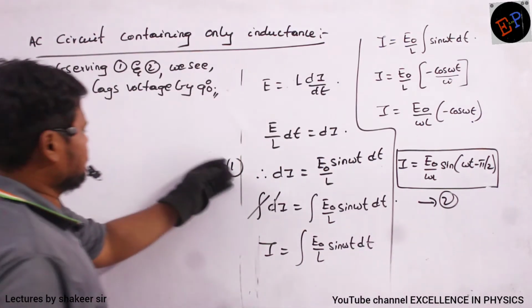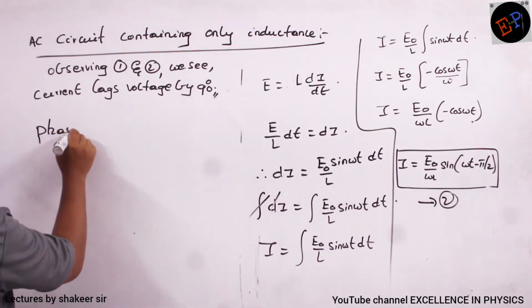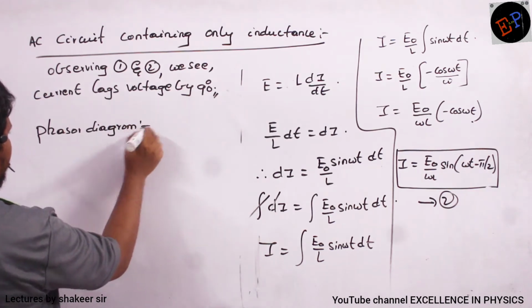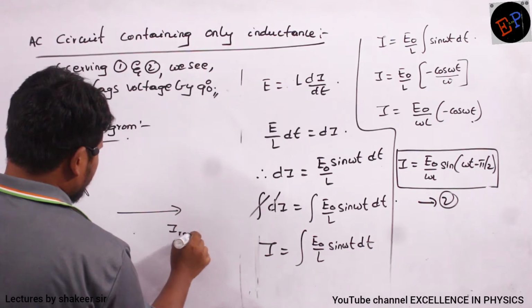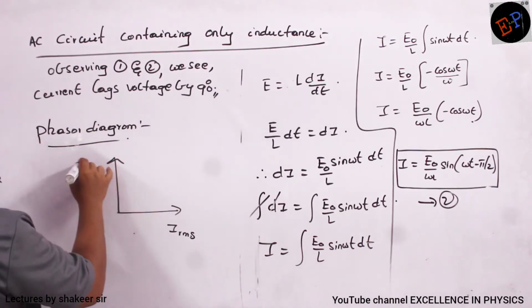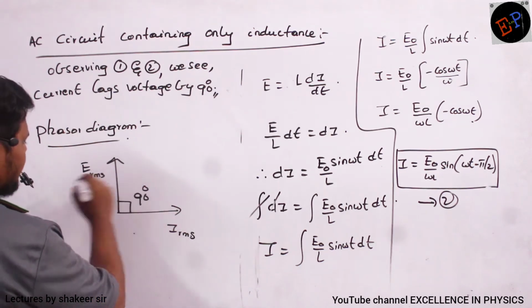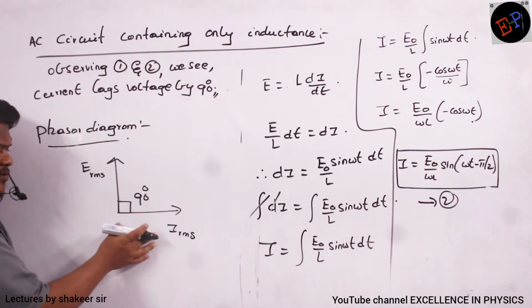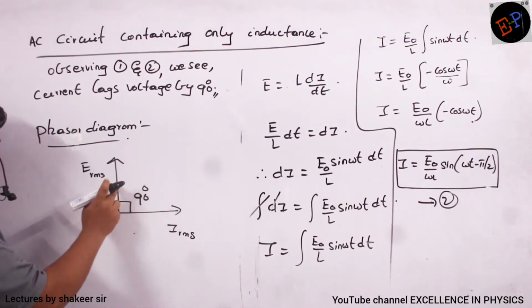Therefore, if I draw the phasor diagram, how can I draw? Then I should draw like this, no? If it is IRMS, then this one should be ERMS. And this phase lag should be 90 degrees. Are you able to understand? See here, which one is lagging? Current is lagging the potential difference by 90 degrees.